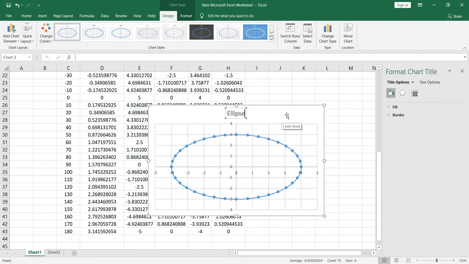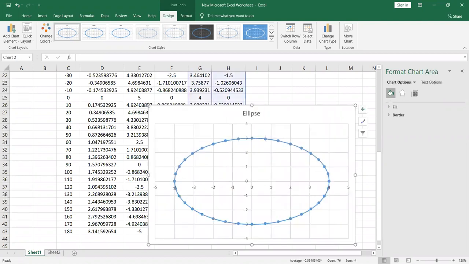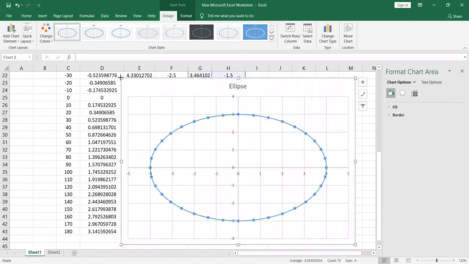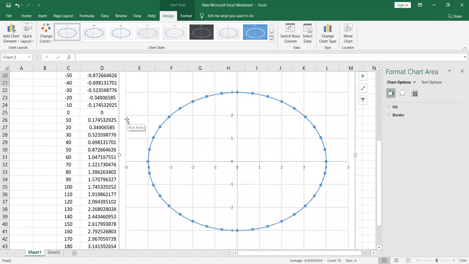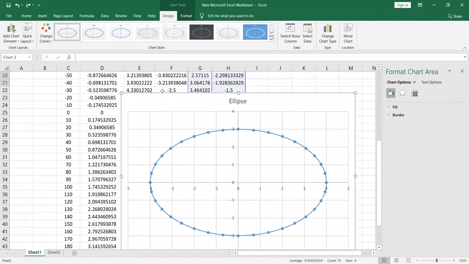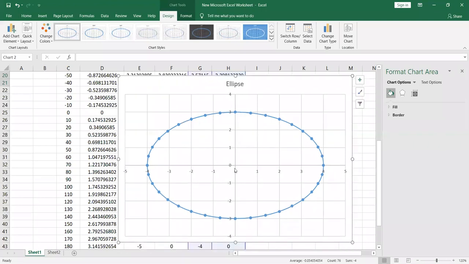So this is the graph of ellipse. Let me increase the size of this graph so that you can see easily on your mobile screen, like this. As you can see, along the x-axis the value is about 4, and along the y-axis the value is 3. So the x-axis in this case is the major axis and the y-axis is the minor axis.